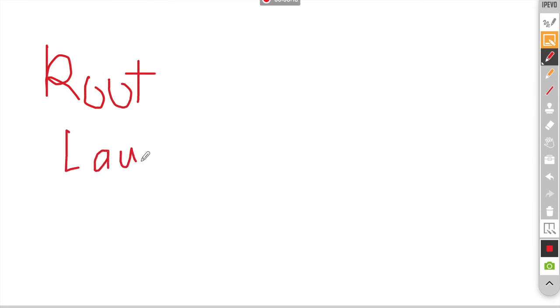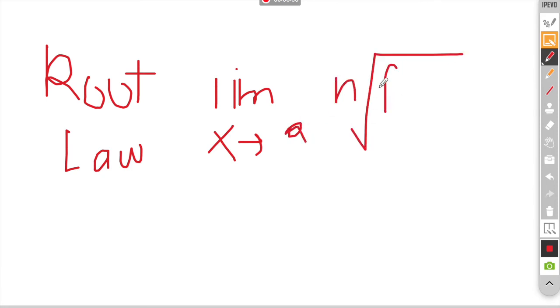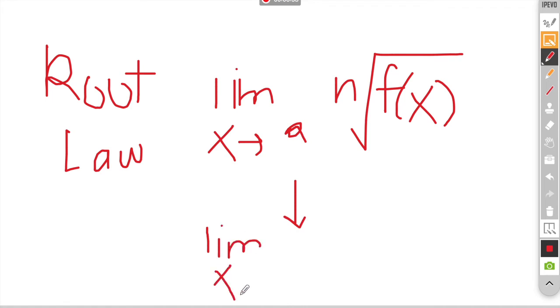Okay, so we talked about the power law. Now we are going to talk about the root law. So the root law is the same case as the power law. That means you can apply the root to the whole thing rather than just a segment. So you have the limit as x goes to a of the nth root of f of x. Now let's say I want to make this easier for myself. I can apply the root to the whole thing rather than just that portion. It means the same thing.